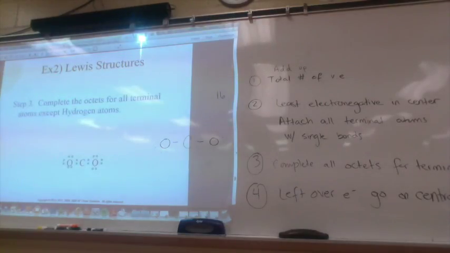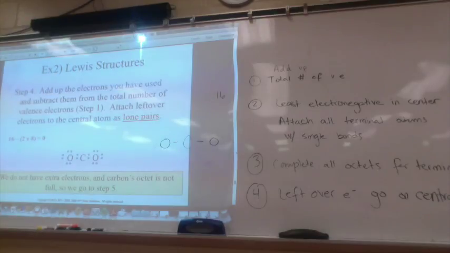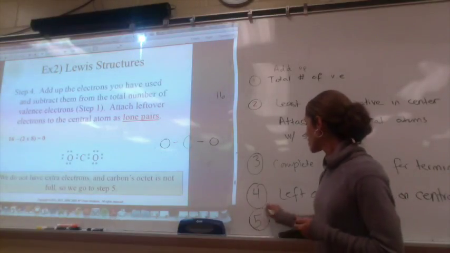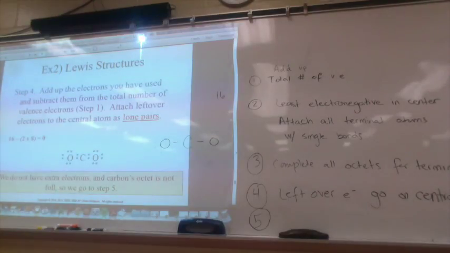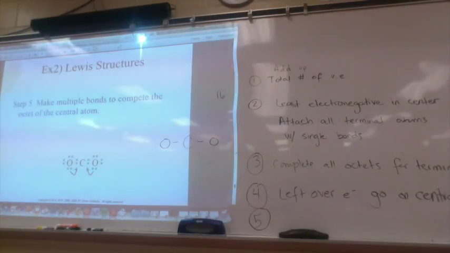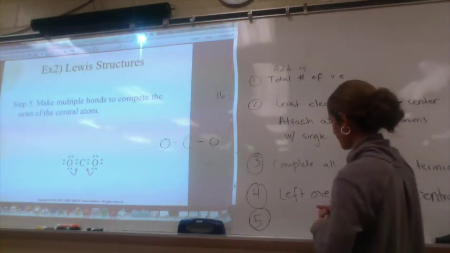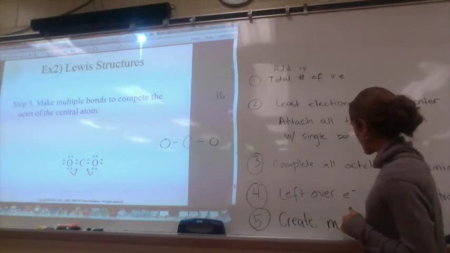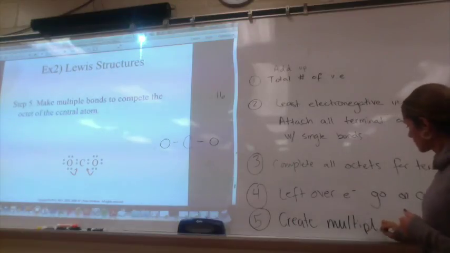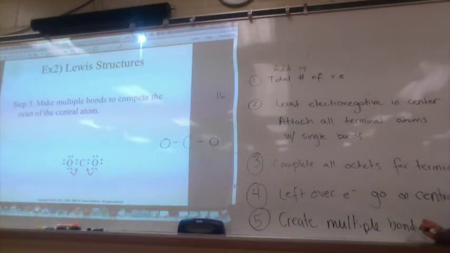Carbon doesn't have 8, right? So here I am, I've attached, I get here, and we don't have enough electrons. So carbon's octet is not full, so we have to add step 5. When you count up octets and they're not full, then you start making double bonds or triple bonds. So make multiple bonds to complete the octet of the central atom. So create multiple bonds to satisfy octets.